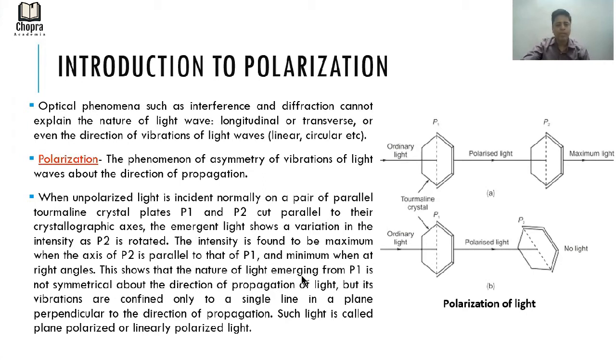This shows that the nature of light emerging from P1 is not symmetrical about the direction of propagation of light, but its vibrations are confined only to a single line in a plane perpendicular to the direction of propagation. Such light is called plane polarized or linearly polarized light.